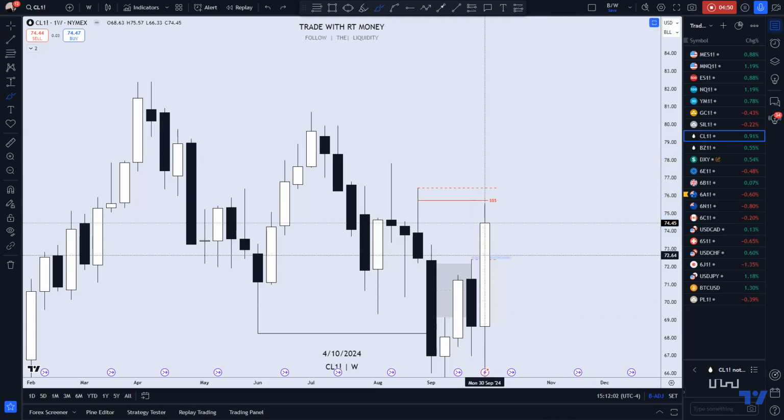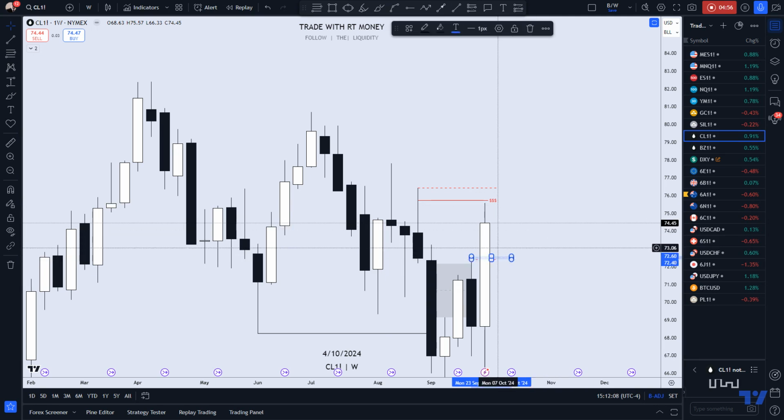So we're going to watch and see next week if we get the fair value gap to form. Meanwhile, if price closes past this low, then we might go back into chop.